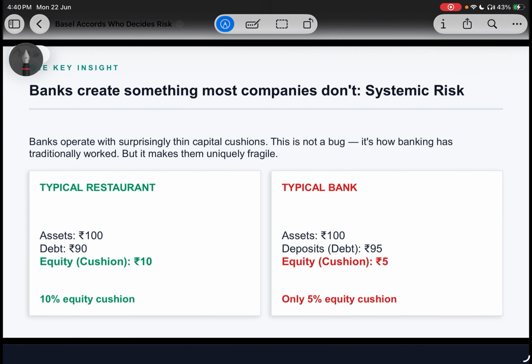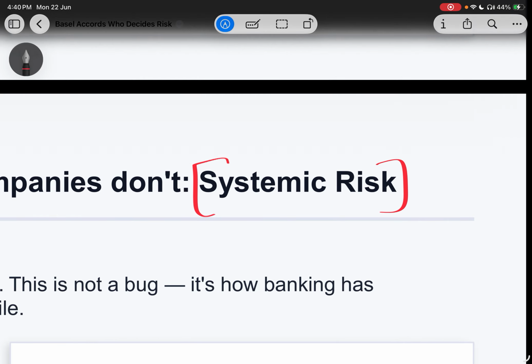Right. Now, this is very important. Banks are actually creating something that companies don't. Now, this is very important at this particular time that you understand exactly what systematic and unsystematic risk is. See, when we are talking about systematic risk, right? Systematic risk would affect the entire market, right? Each and every industry, each and every stock would be affected.